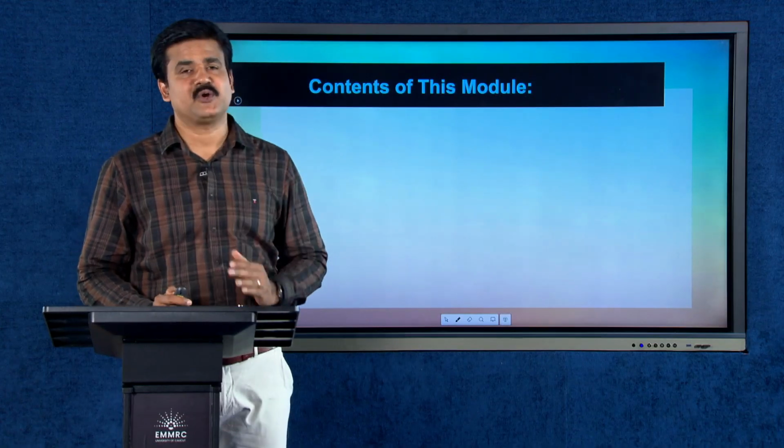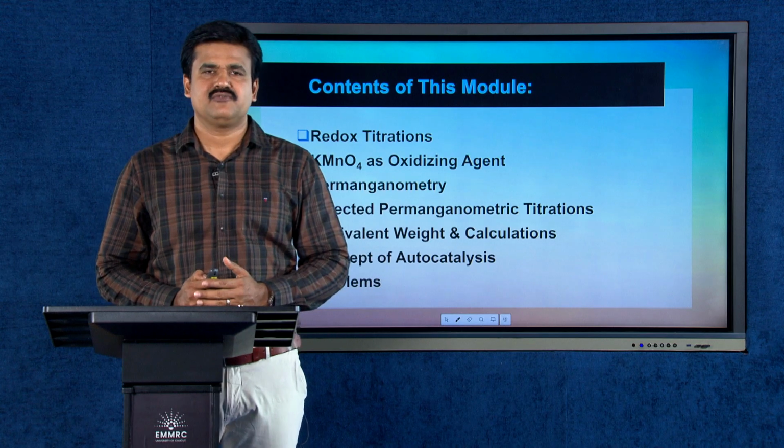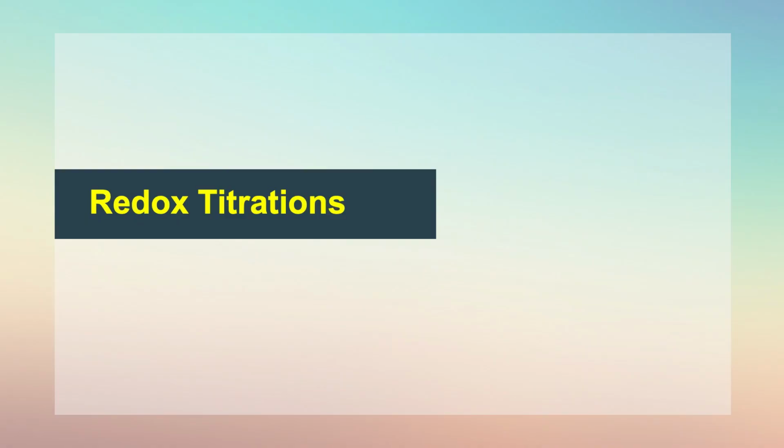The contents of this module are redox titrations, KMnO4 or potassium permanganate as oxidizing agent, permanganometry, selected permanganometric titrations, equivalent weight and calculations, concept of autocatalysis and problems based on these concepts. First of all, redox titrations.